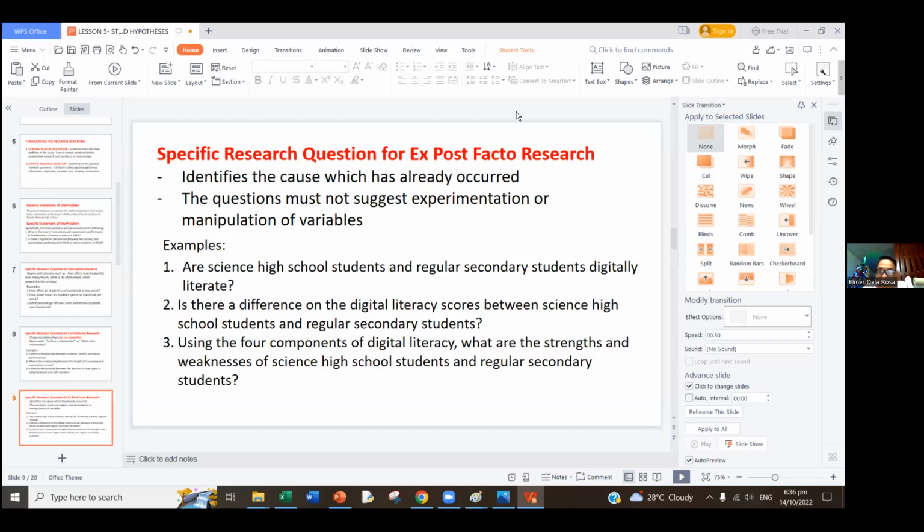What if the result is the same? For example, the average of the science high school is 65, and 65.3 for the regular secondary students. So what does it imply? Ma'am Maylene, what does it mean? After I gave the test, their scores on the digital literacy instrument were the same.